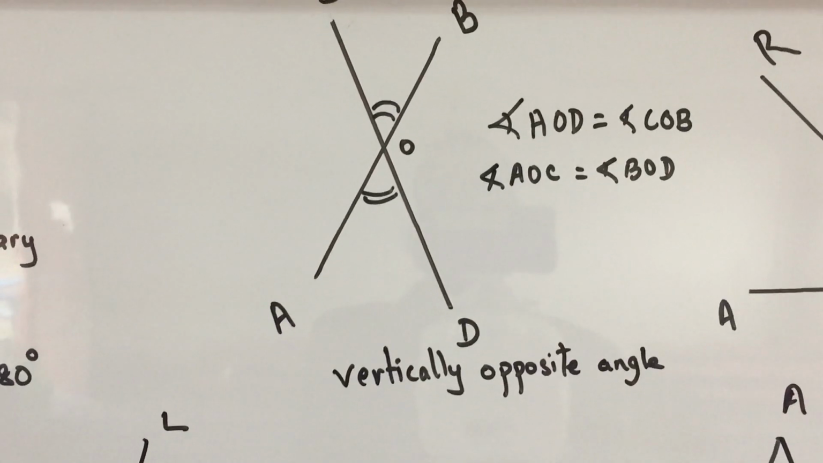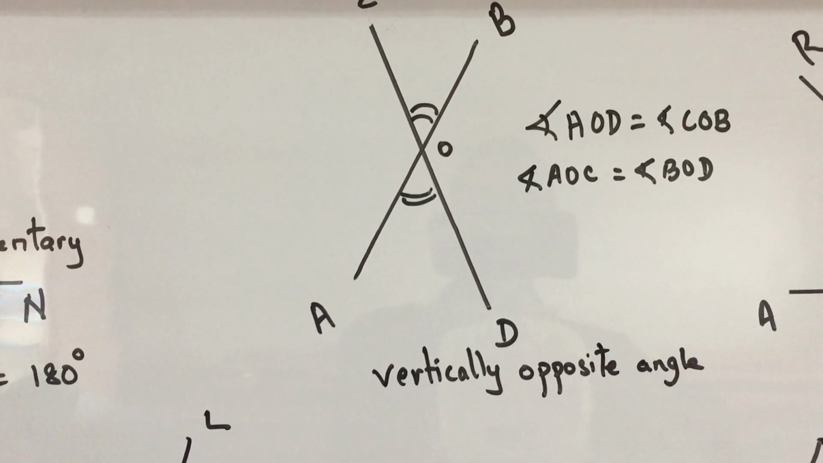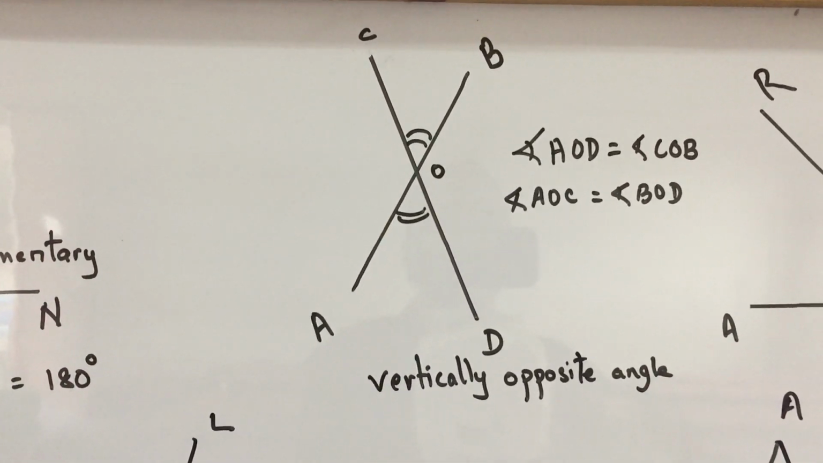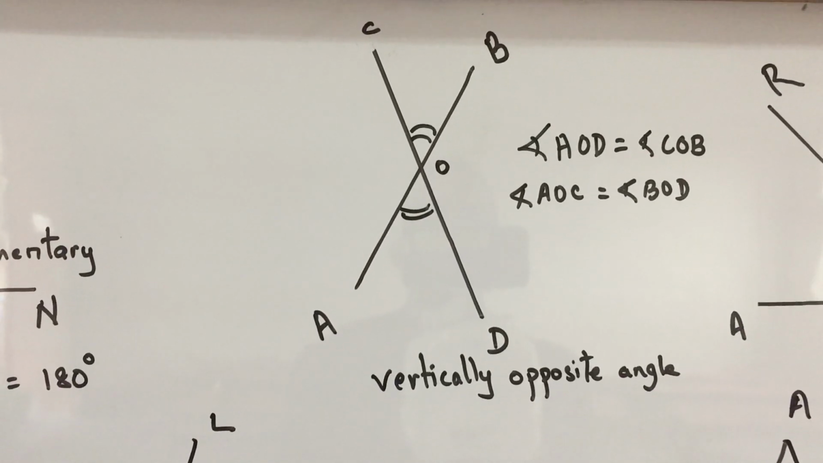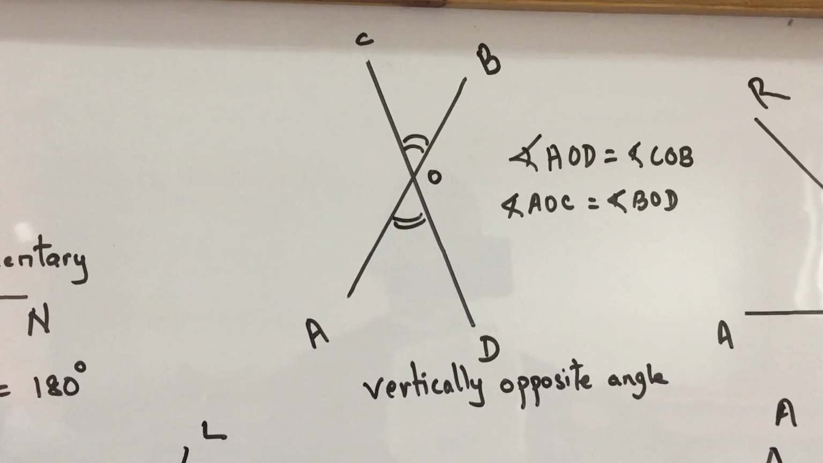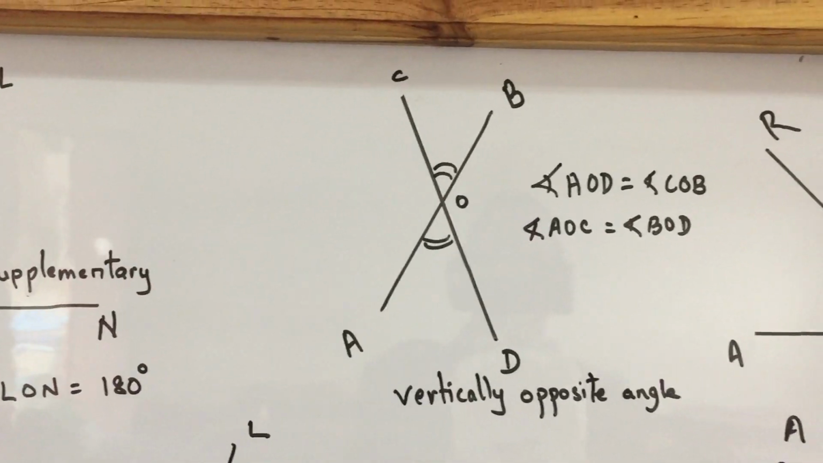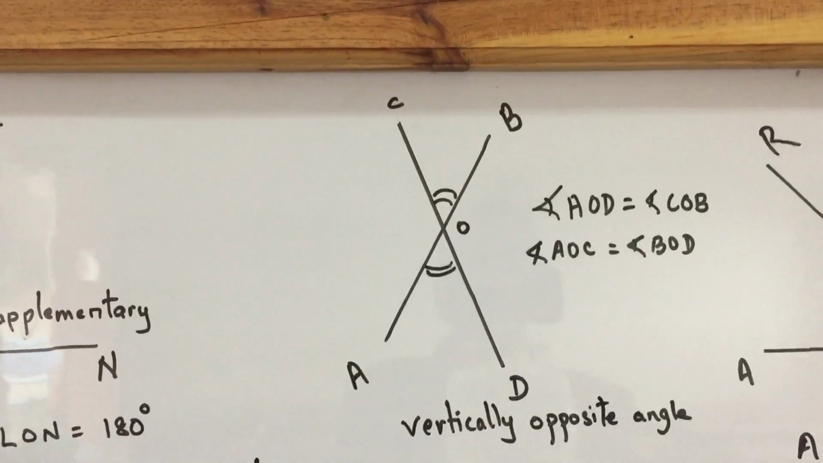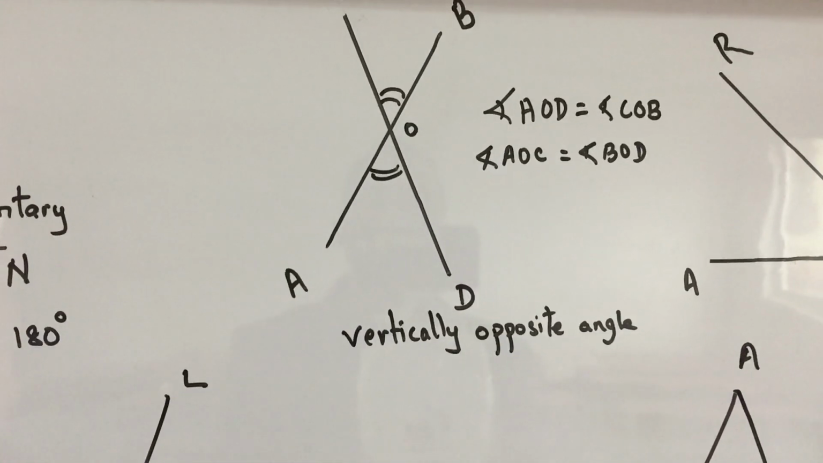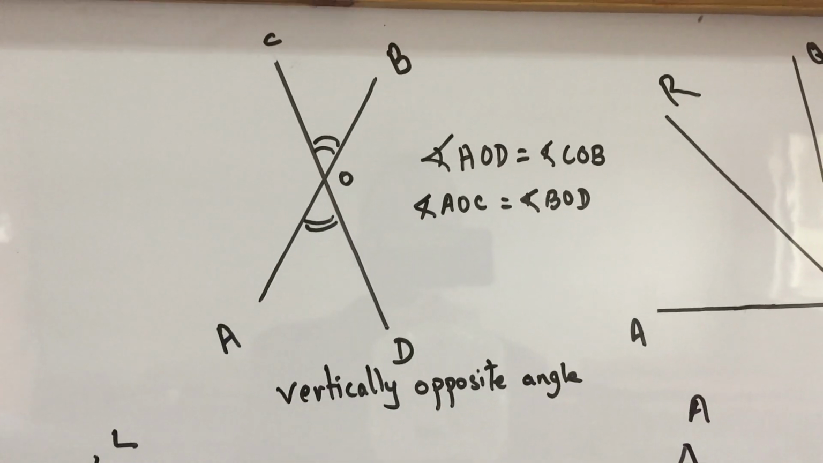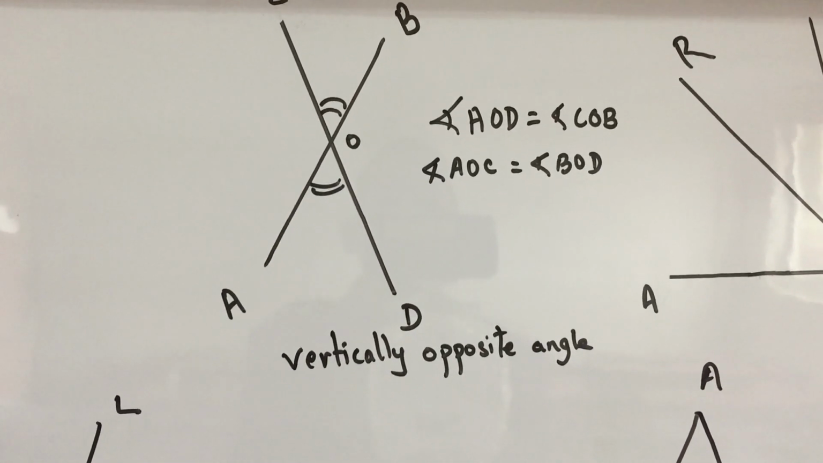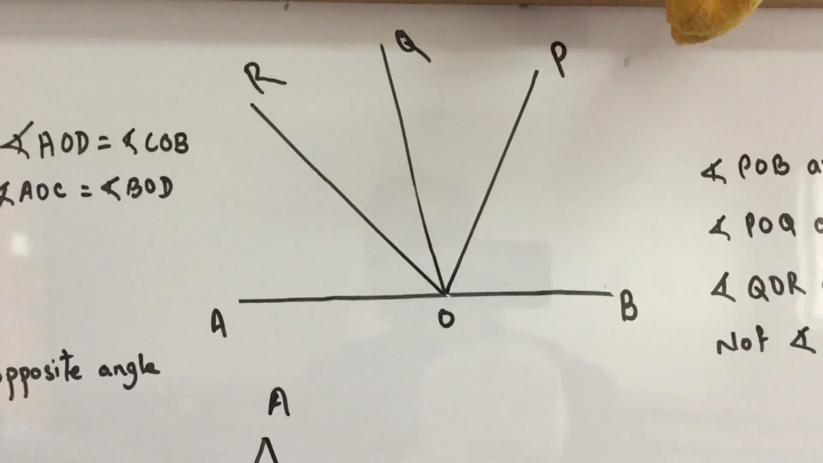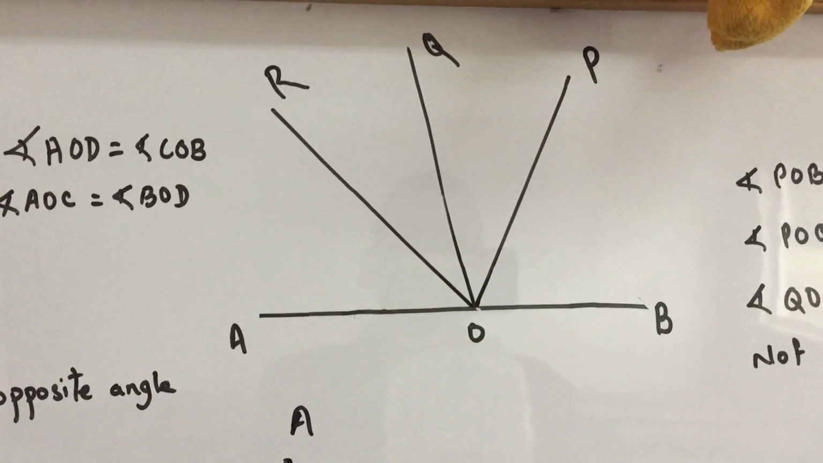Now we have this figure. AB is a straight line, CD is another straight line. So AB is intersected by another straight line, CD. When a straight line is intersected by another straight line, the opposite angles so formed are equal. How they are equal, we can solve later in another lesson. For now, just the definition. They are called vertically opposite angles. So angle AOD is equal to angle COB, and similarly angle AOC is equal to angle BOD.